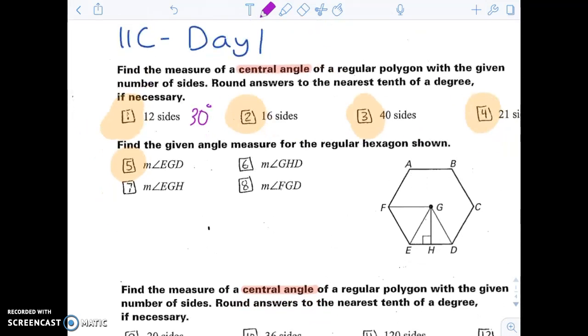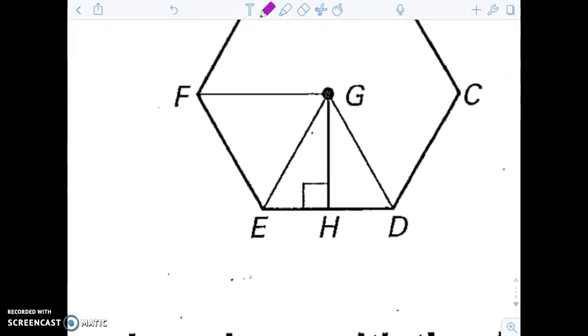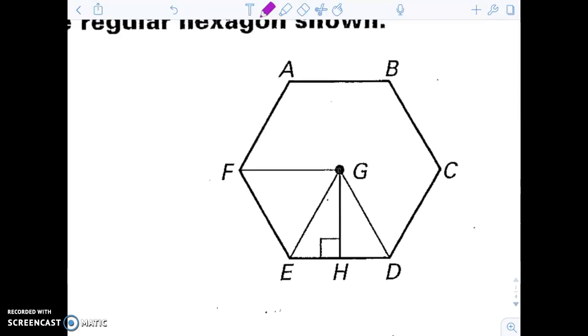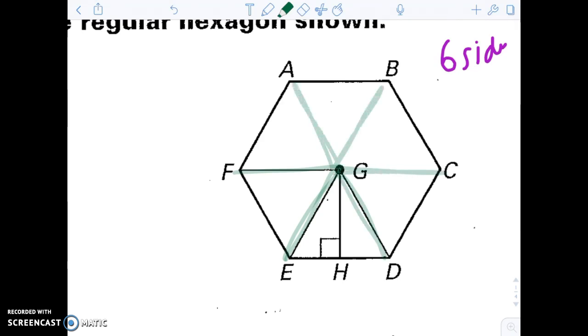Being able to find a central angle is important, and also being able to know what a central angle looks like is important, especially once you get into regular polygons. So, in this shape, which is a hexagon, so it has 6 sides, we can actually divide it into not just one, but 1, 2, 3, 4, 5, 6 central angles. Keep in mind this is one giant central angle down here.